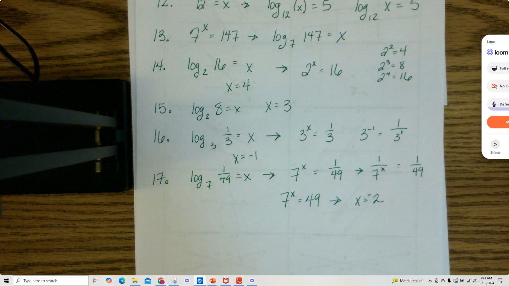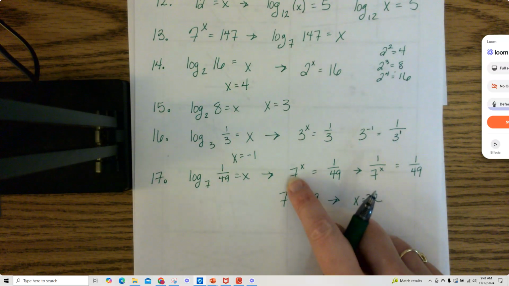That's what I thought it was. It's positive 2 if it's down here, but as soon as we write it like this, it's negative 2.